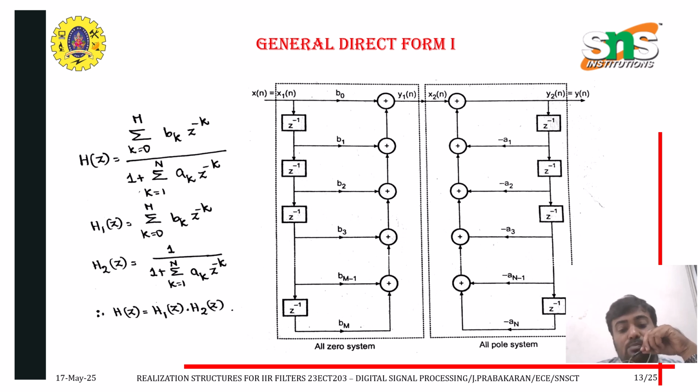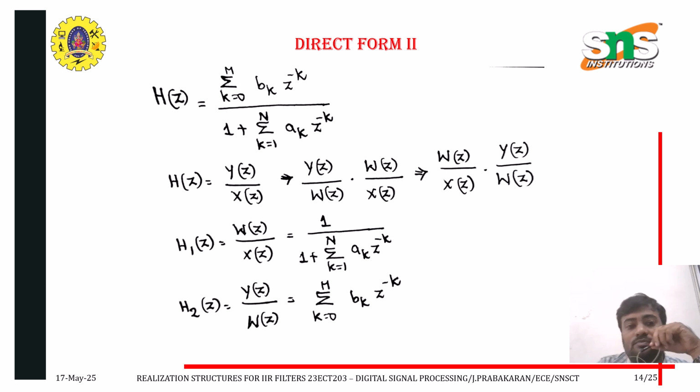And another one is to implement the feedback path of the previous output scaled by a suffix k, which uses delay elements, multipliers, where the multiplier is nothing but the a suffix k, which is a1, a2, a3 and so on, and an adder. Then this is the direct form 1 common structure, and another one is direct form 2.